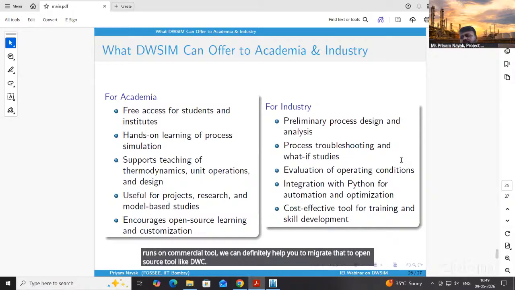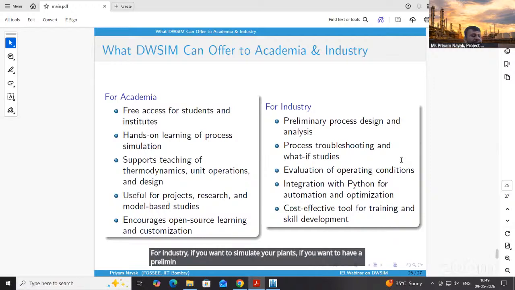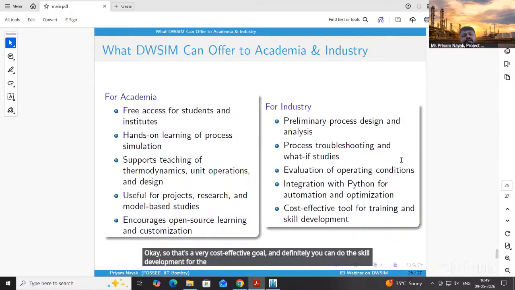For industry, if you want to simulate your plants, if you want to have a preliminary process design analysis of your plant, we can help you to come up with a simulation of your plant. We can also help you look into the optimization of your plant by integrating it with Python. So that's a very cost-effective tool, and definitely you can do the skill development for the engineers who work in your plant. So that is what we have to offer.